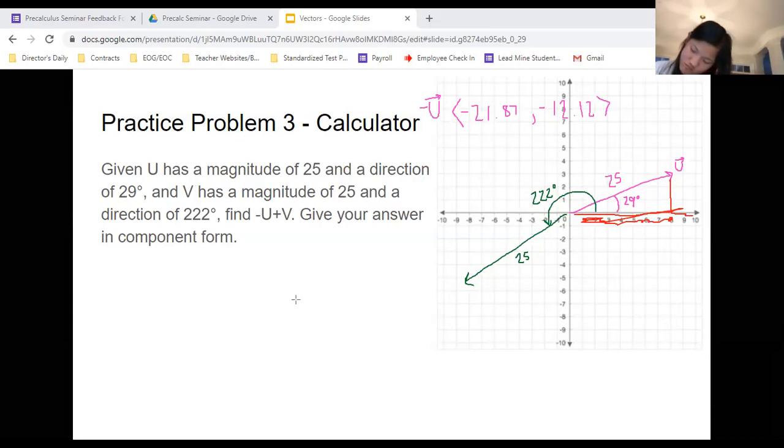All right, now I need to worry about my vector v. I'm going to find the components of my vector v. Now, something a little special with this is that I'm working in the third quadrant, so my angle isn't quite what I'm used to.